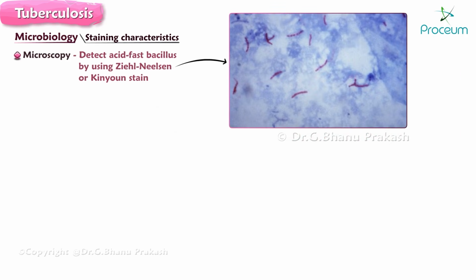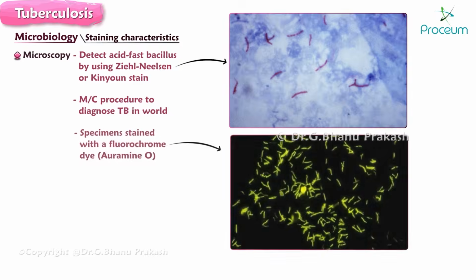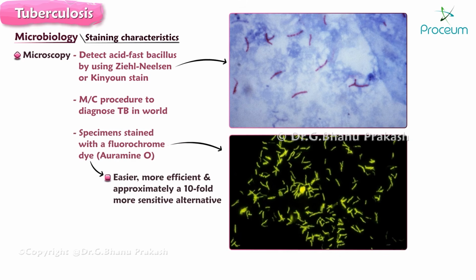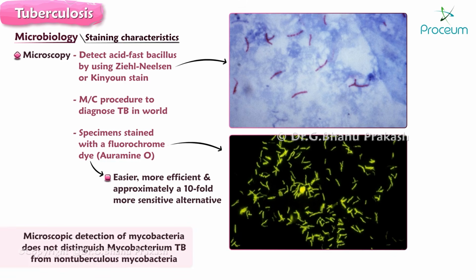Microscopy to detect acid-fast bacillus, using Ziehl-Neelsen or Kinyoun stain, is the most commonly used procedure to diagnose tuberculosis in the world, especially in countries with limited laboratory capacity. Microscopy of specimens stained with a fluorochrome dye, such as auramine O, provides an easier, more efficient, and approximately 10-fold more sensitive alternative. However, microscopic detection of mycobacteria does not distinguish Mycobacterium tuberculosis from non-tuberculous mycobacteria.